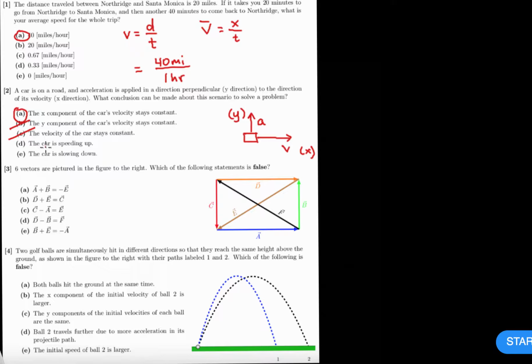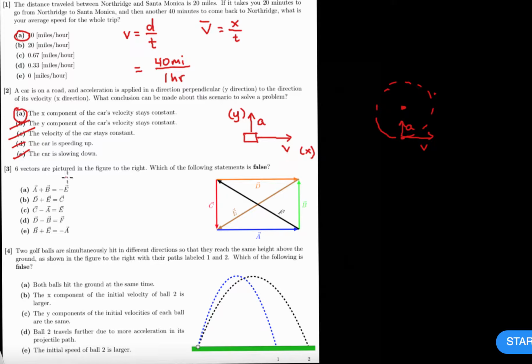Actually, I guess the car doesn't have to be speeding up. It could be going in a circle, where the velocity down here goes like that and the acceleration goes up. And that could be moving at constant speed. Would that be centrifugal acceleration? Yeah. So I don't know. That's the answer.